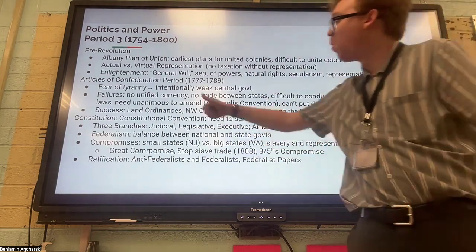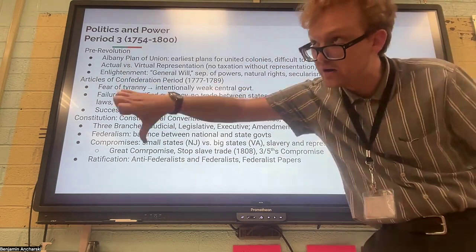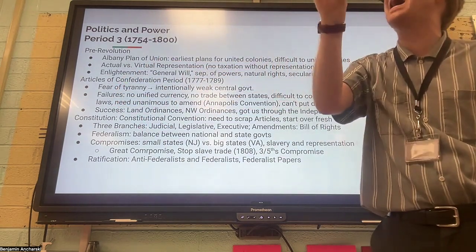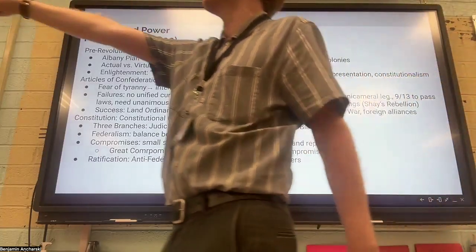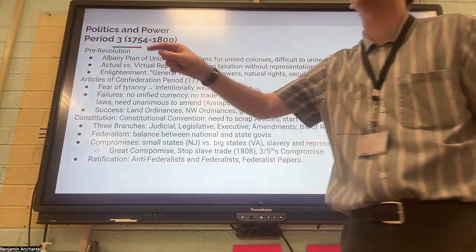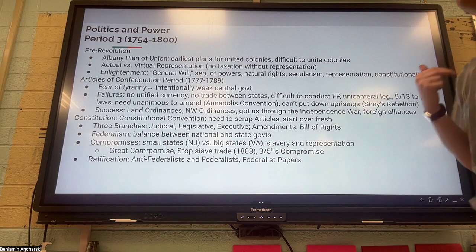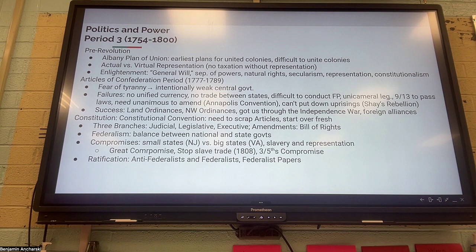The Federalists wanted the Constitution. The Anti-Federalists did not want the Constitution unless it had what? Who remembers the thing that the Anti-Federalists wanted? Yes. The Bill of Rights, exactly. The first 10 amendments to the Constitution that guarantee citizen protection from government interference.